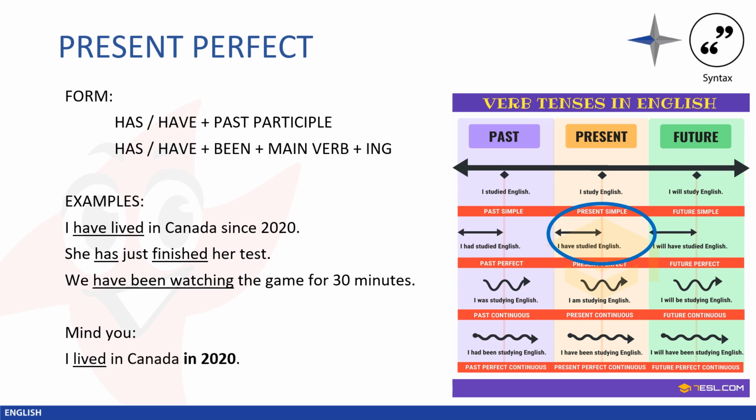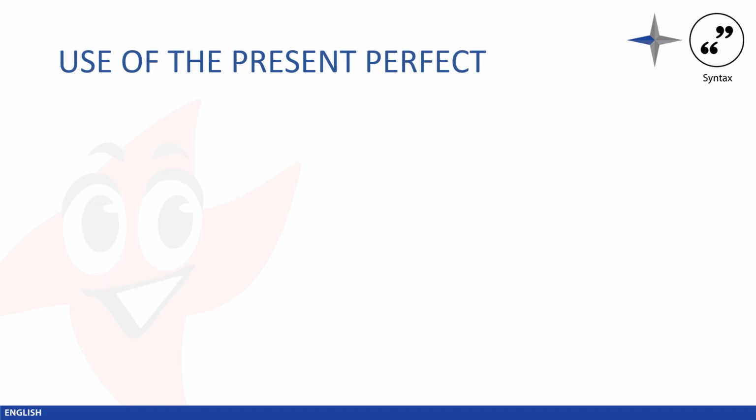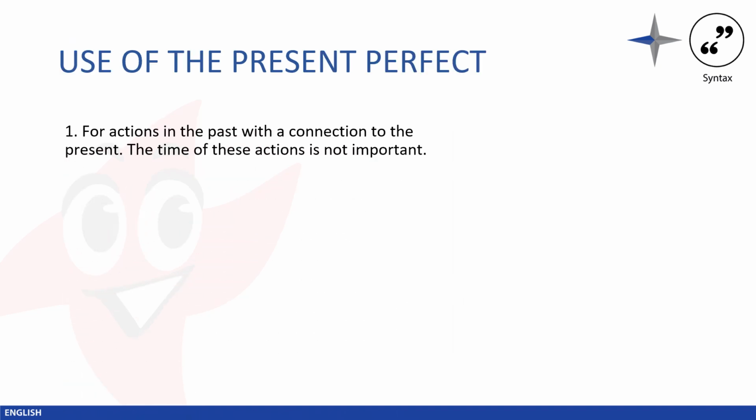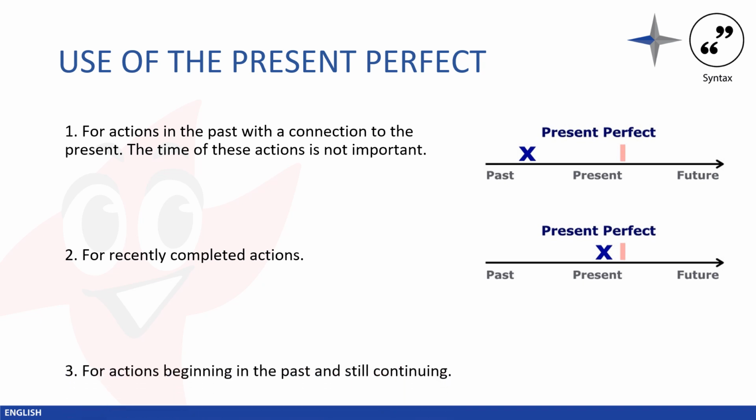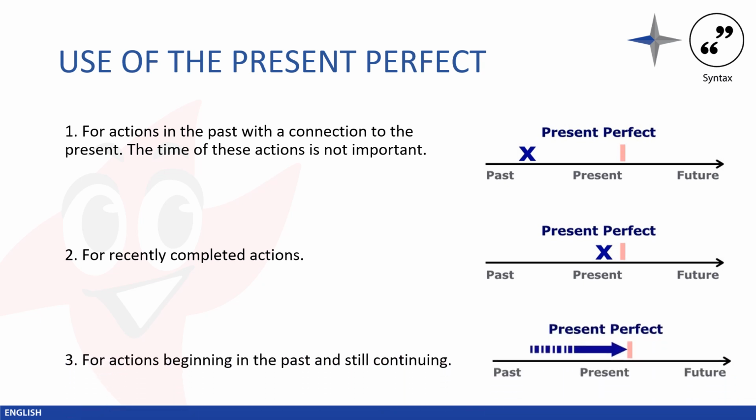Mind you, I lived in Canada in 2020, which indicates the complete past. You cannot use have or has anywhere near the sentence with 2020, so I lived in Canada in 2020. The use of the present perfect is for actions in the past with connection to the present. Look at this timeline. You see that the time of the action is not important. It's indicated in red. Then for recently completed actions, also in red, second timeline. And then the third timeline for actions beginning in the past and still continuing.